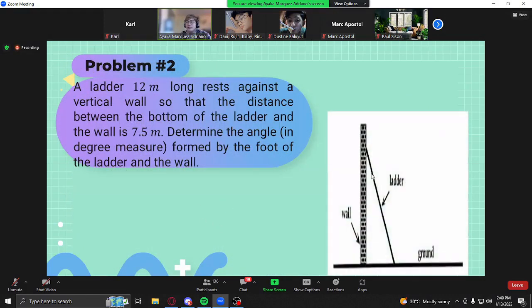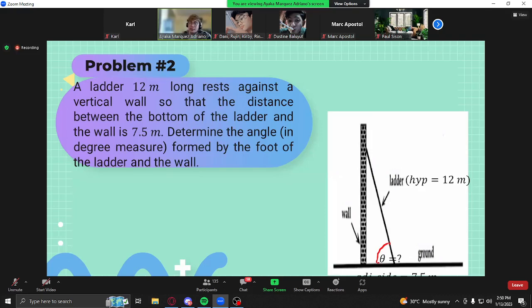So first is you have to illustrate the problem. So observe the wall, the ladder, and the ground. Those are our three parts. So the ladder is represented by 12 meters because that is the length of the ladder. Diba? It's 12 meters. The adjacent side is 7.5. So we have a missing theta here. Isn't it that when you have a missing theta, it involves inverse trigonometric function.